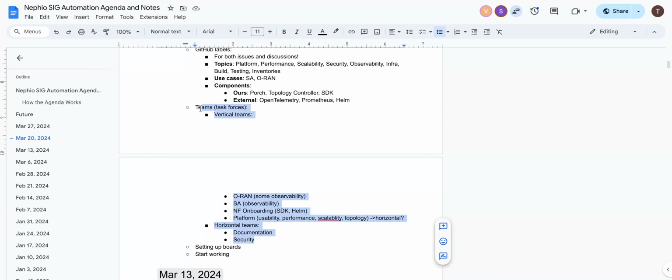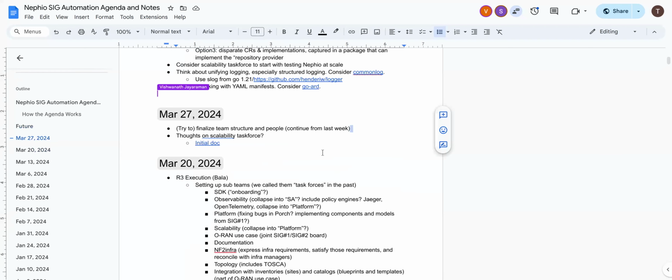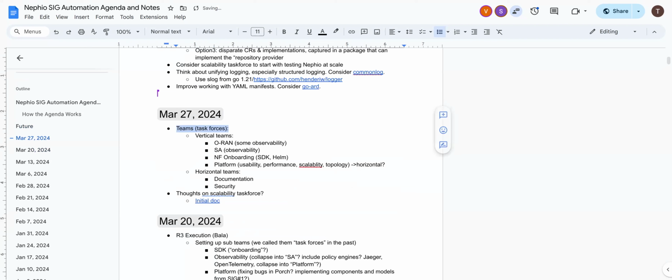Okay, so I will do this. By the way, do we want to continue calling them task forces or teams? It seems like people are. What do you think? Just teams?